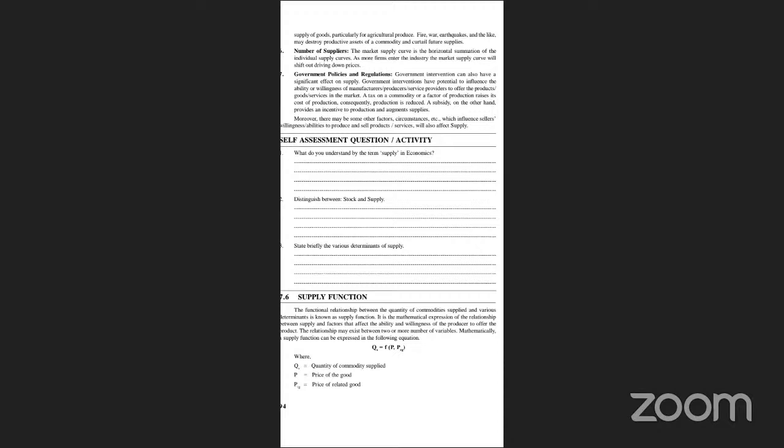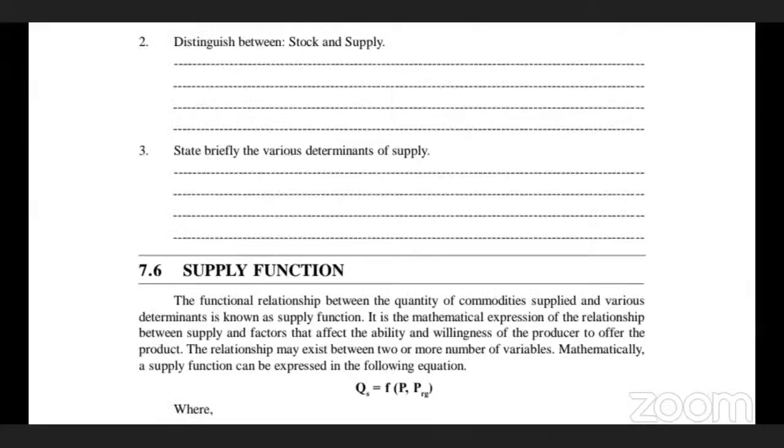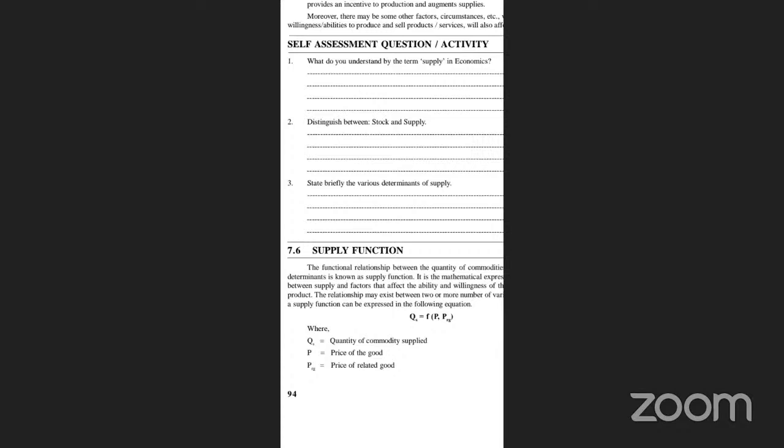Okay. Now the supply function is given as Q = f(P, PRG), where Q is defined as the quantity of commodity supplied, P is the price of the good, and PRG is the price of the related goods.